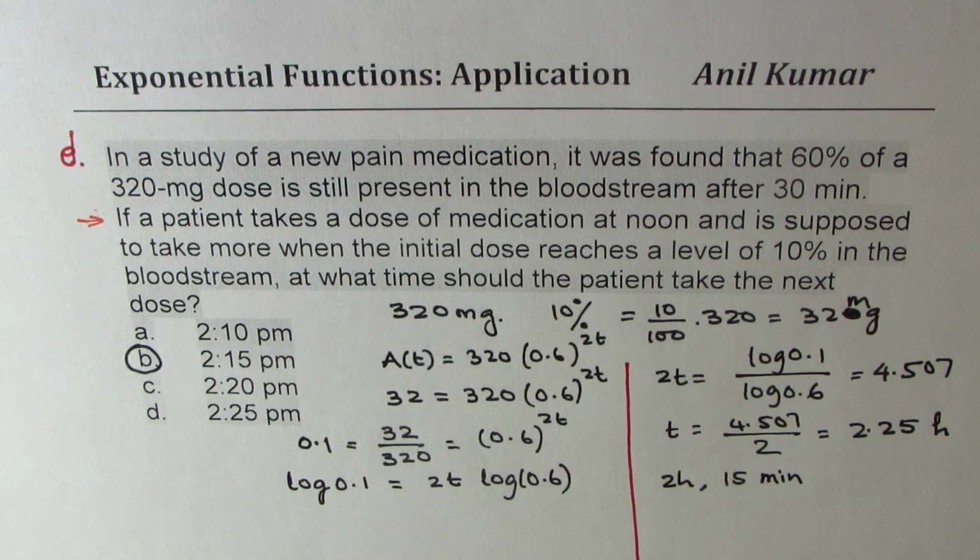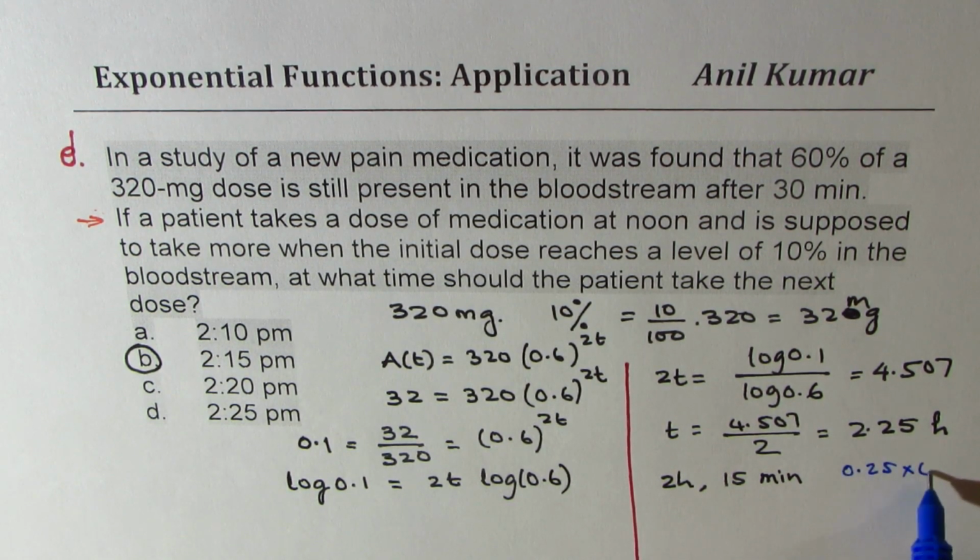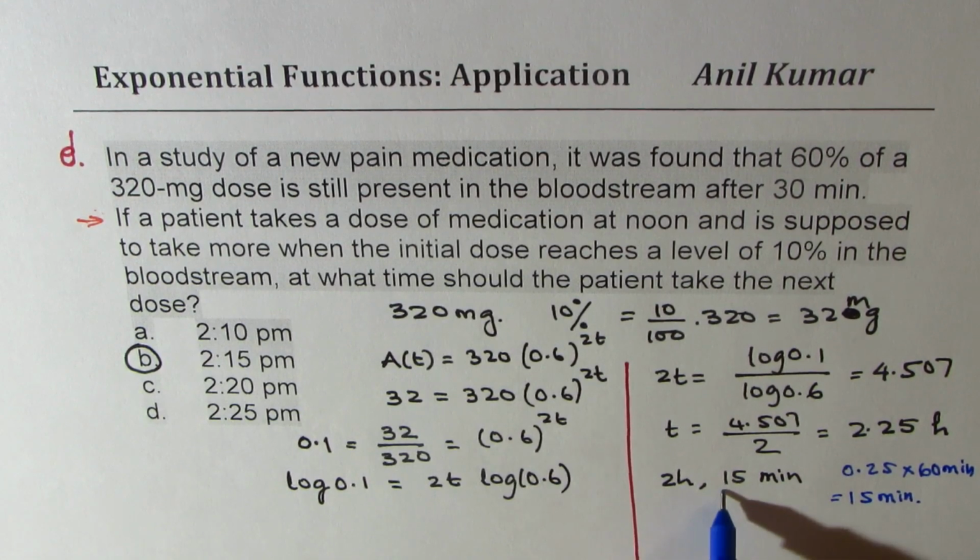Some of you could also do it like this. 0.25 times 60, right? To convert that to minutes. So you get here 15 minutes. Perfect. And then the option is B, which is 2:15.